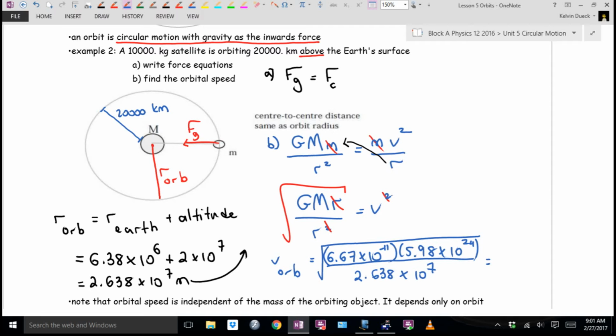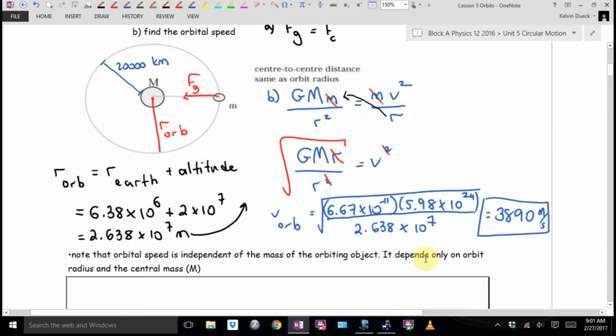I got 3894. Anybody else? I got 3888. I think 3888 is actually correct. I just remember that number for some reason. So 3890 meters per second. If you are going that fast, you're in a stable orbit and you won't fall.